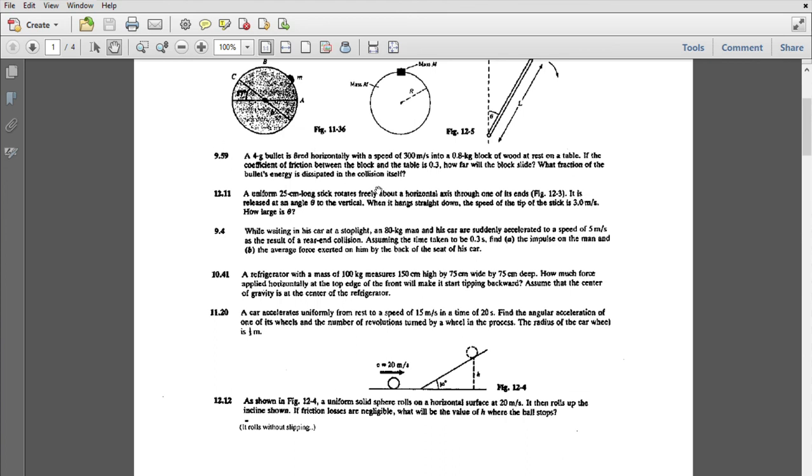So our first goal is to figure out how fast the combined mass is moving just after the collision. And then the second problem is to figure out how far it slides, and then the third problem is to figure out how much kinetic energy of the bullet is lost in the collision itself. That's what's meant by that second part.